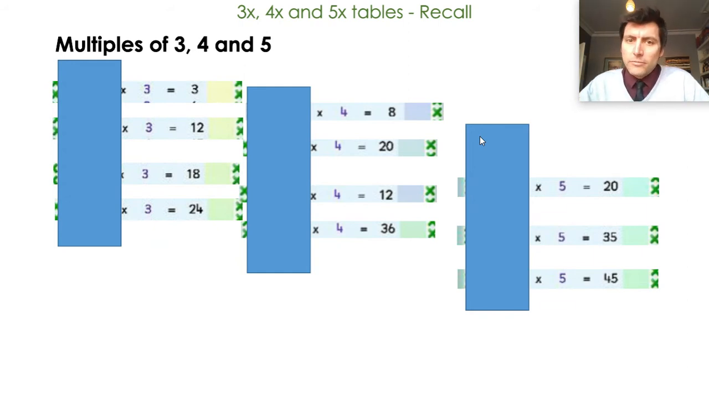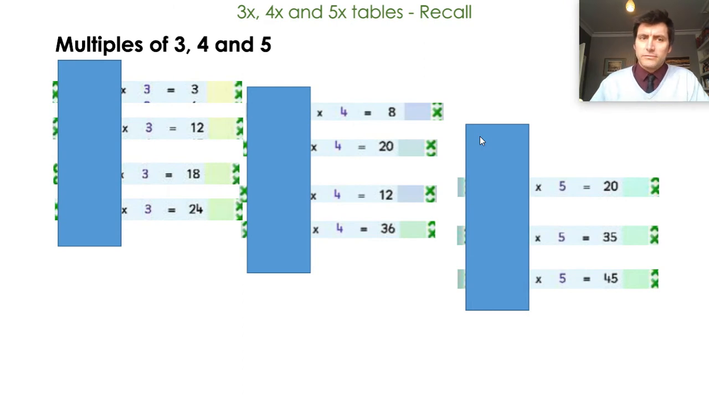For our second column, what factor goes with 4 to make a product of 8? What factor goes with 4 to make a product of 20? What factor goes with 4 to make a product of 12? And what factor goes with 4 to make a product of 36? For our final column, what factor goes with 5 to make a product of 20? What factor goes with 5 to make a product of 35? And finally, what factor goes with 5 to make a product of 45?